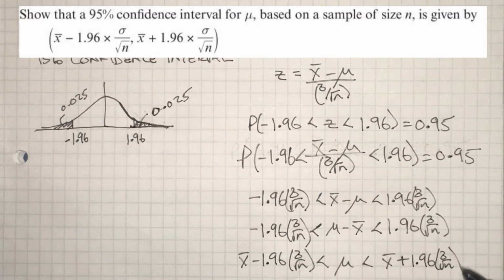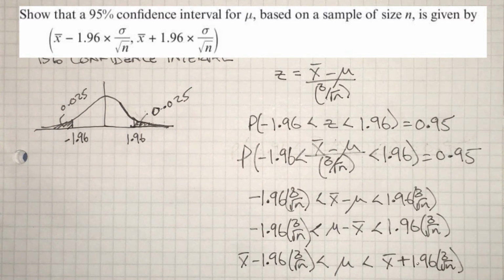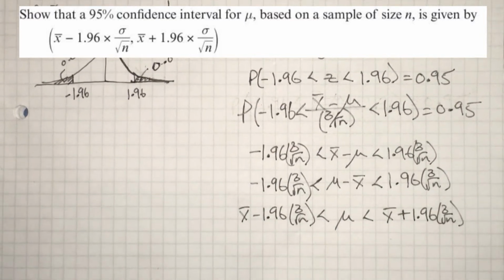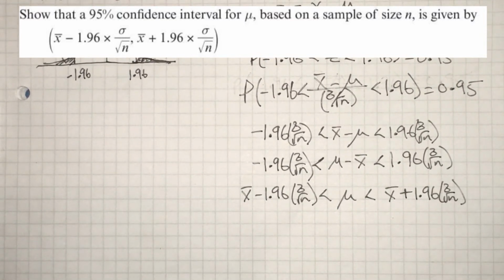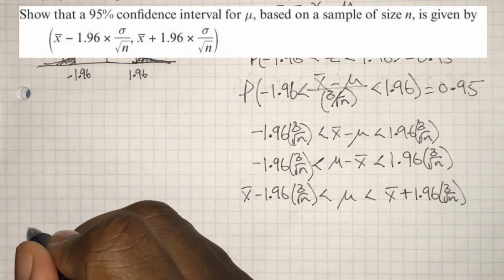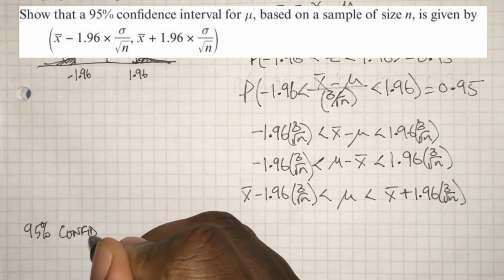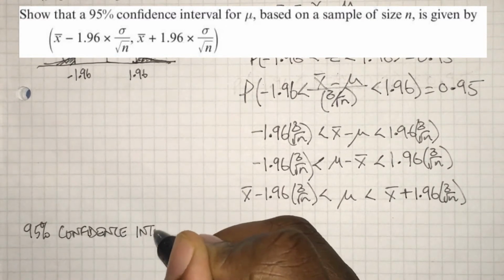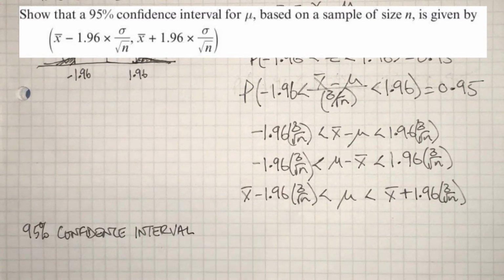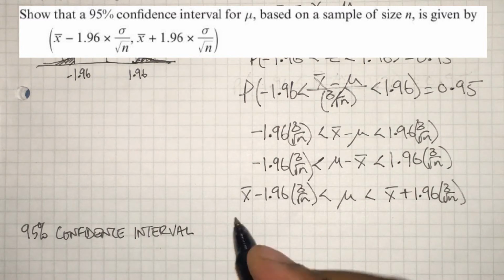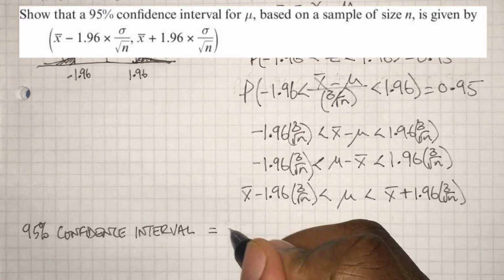And this expression that we're left with is the confidence interval for mu, a 95% confidence interval for mu. This interval can vary based on the value of x bar that's calculated, but 95% of the time, the x bar value is going to help to generate an interval which will contain mu.